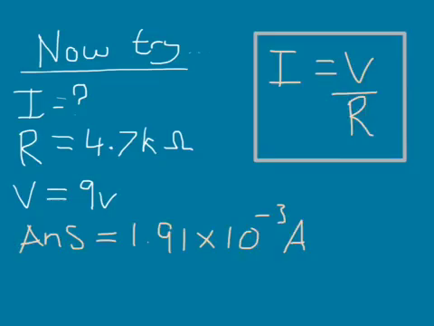Did you select the right equation? I is equal to V over R. If we use that, we find that the current is 1.91 times 10 to the minus 3 amps. And there you have a simple introduction to Ohm's Law.